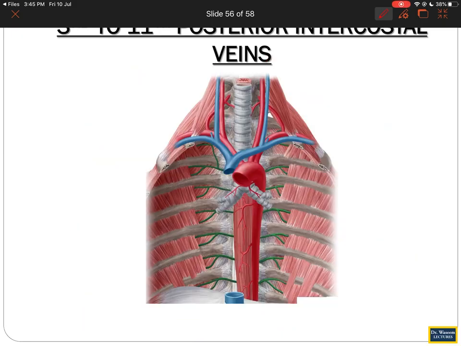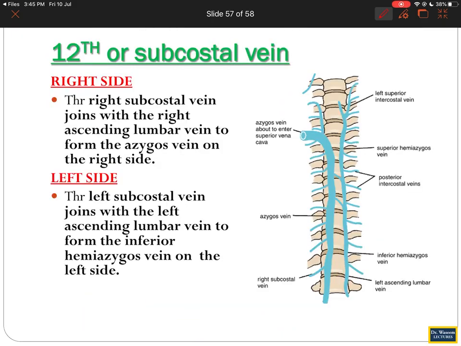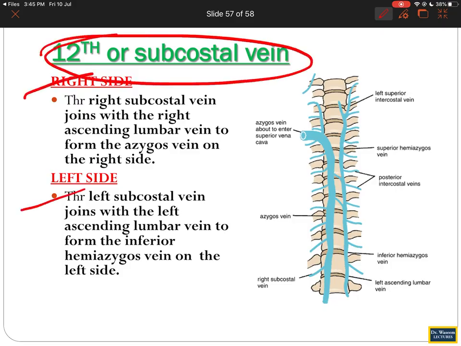See again here. You have seen again the 12th subcostal vein. I have already told you the 12th subcostal on the left and right side will be a separate thing. The ascending lumbar and subcostal veins on the right side join together to form the azygos; the ascending lumbar and subcostal on the left side join to form the inferior hemiazygos. The difference is this.